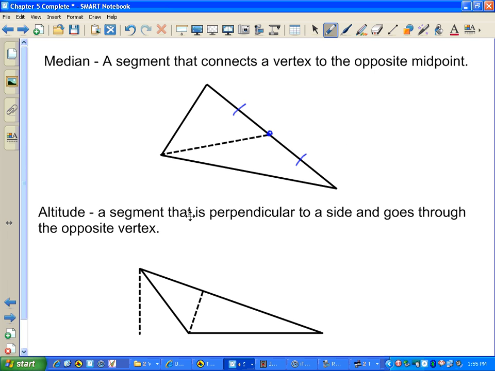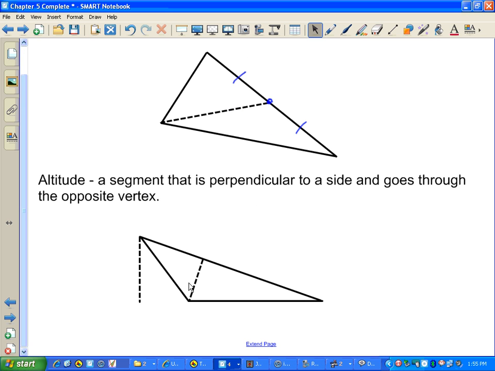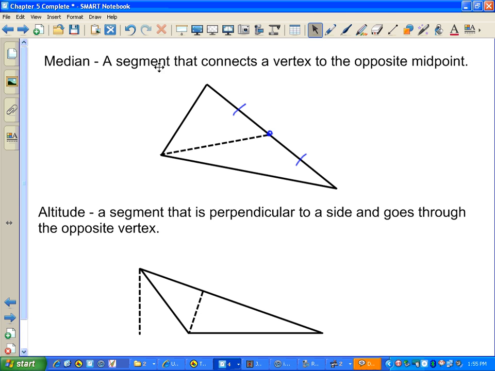An altitude is a segment that's perpendicular to a side and goes through the opposite vertex. So I've actually got two altitudes on here. You notice a median is always going to be inside the triangle. Okay, so if I draw the other ones in, it'd be from this vertex to this midpoint, this vertex to that midpoint. It's got to be in the interior.